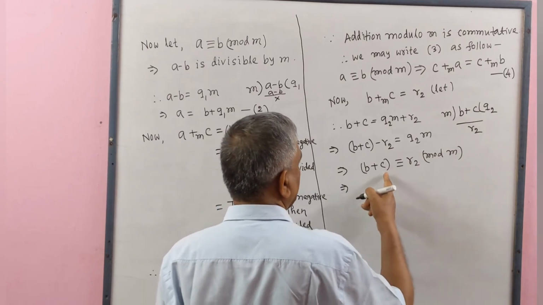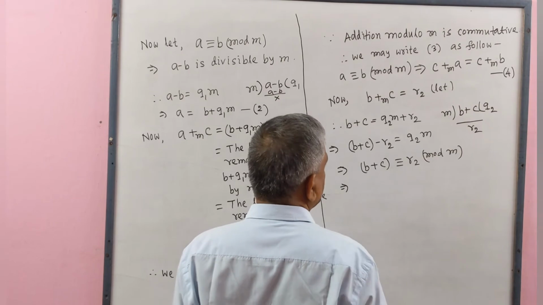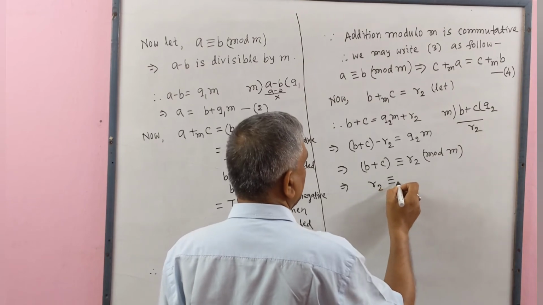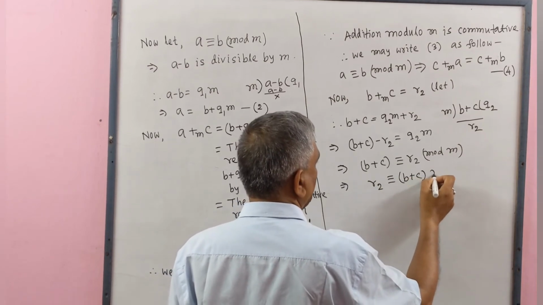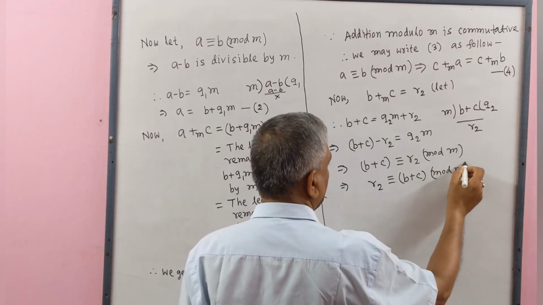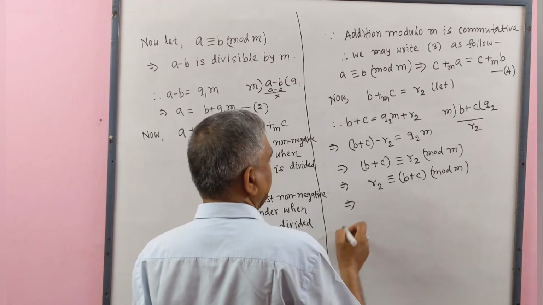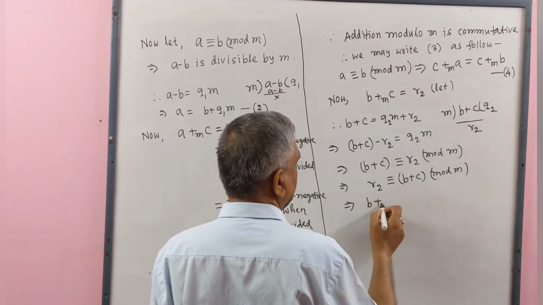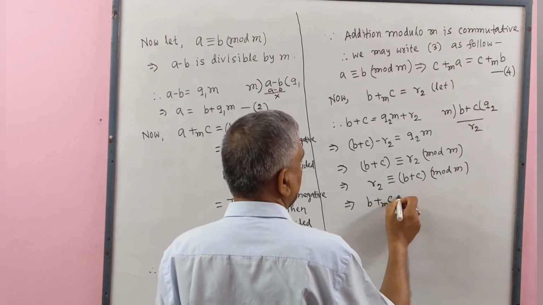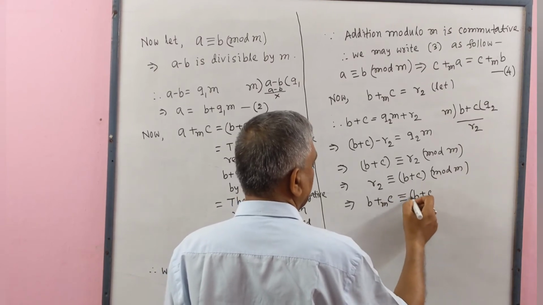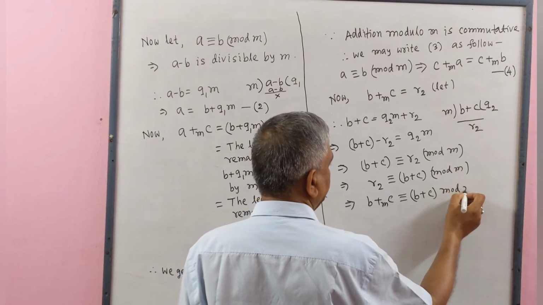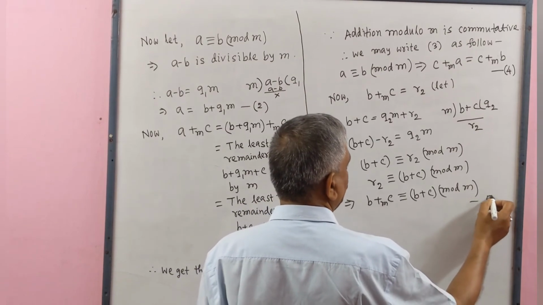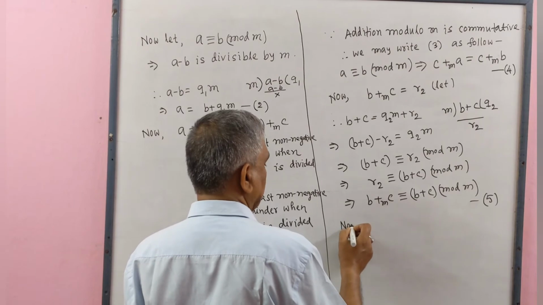From the concept of congruence, we know that R2 is congruent to B plus C modulo M, which implies that R2, meaning B addition modulo M C, is congruent to B plus C modulo M. This is number 5.